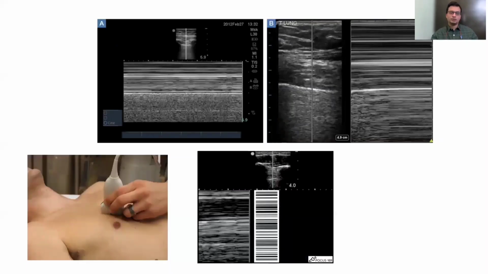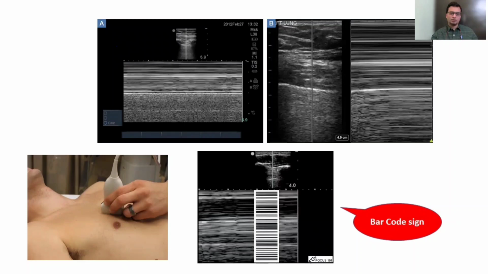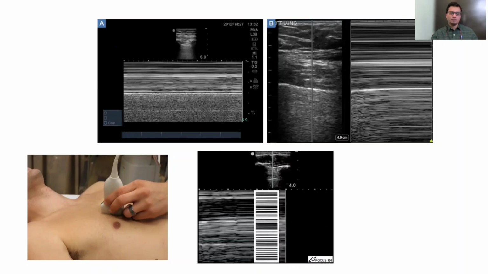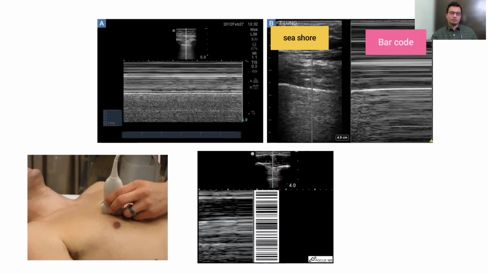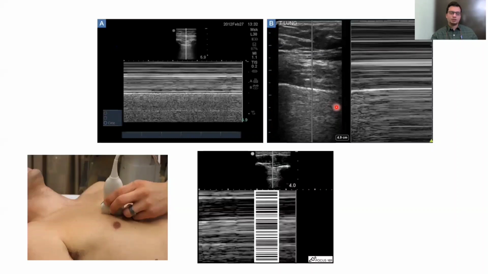Here you can see there is a proper lung, that is called the seashore sign. But if there is a barcode sign like this, then definitely this is the pneumothorax. And that is your lung point, on the right side of the picture. The upper right side picture is of the lung point, where half of the image is showing the barcode sign like this, and half of the image is showing the seashore sign. So both seashore and barcode signs will be visible in the same scan view.